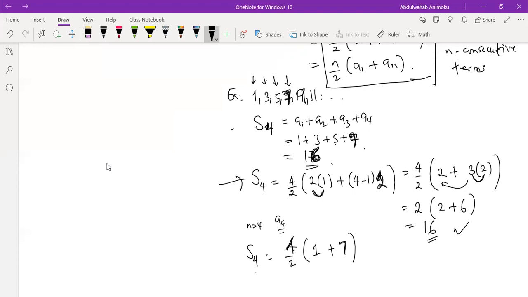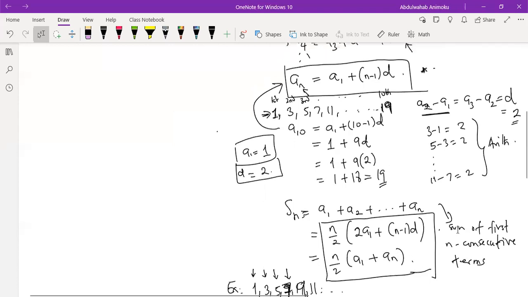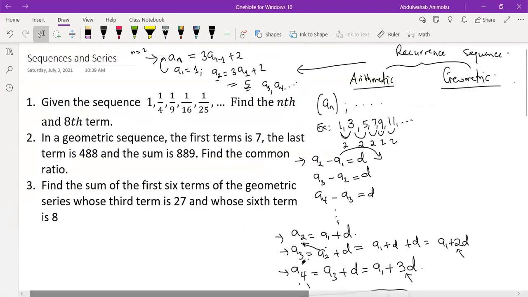So it depends on the knowns that you have in the problem that will determine which formula would be necessary for you to use. So this will give us 2 times 8, and that will give us 16, okay? That will be 16. All right, so this is how arithmetic sequence works. This is the nth term, and this is the sum of the first n terms. Now let's move to geometric sequence.